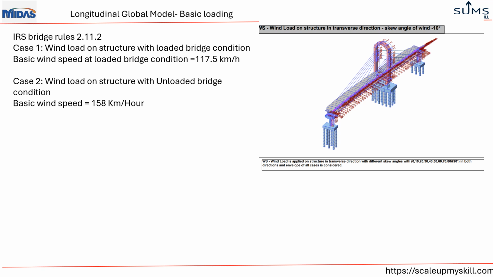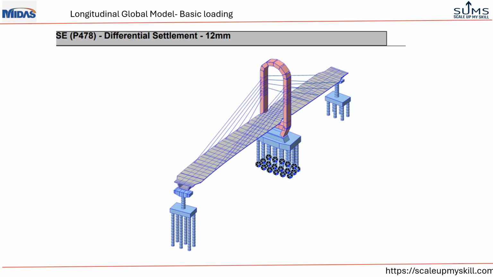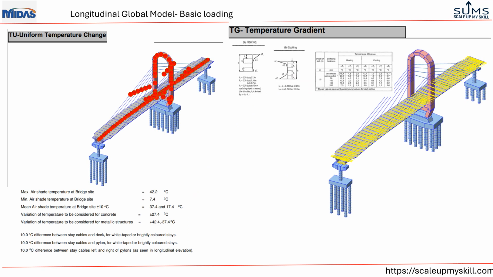The various angles of wind are taken from 0 to 90 degrees with an interval of 10 degrees, and all the wind load cases are enveloped and used in the design combinations. Differential settlement of 12 mm is considered in the bridge. This slide presents the temperature loading on the bridge.